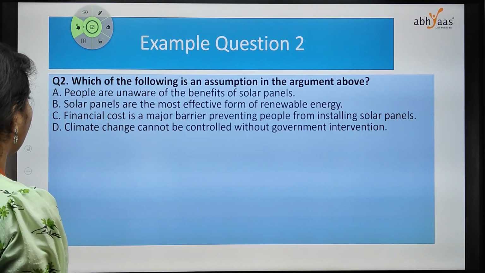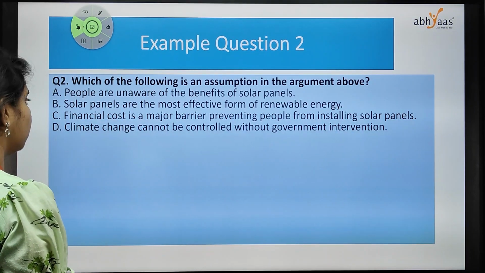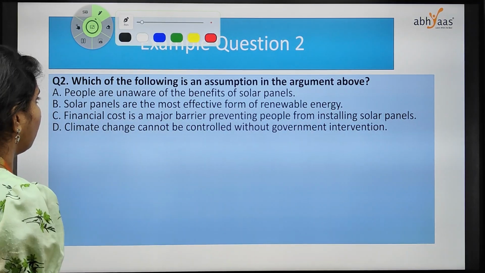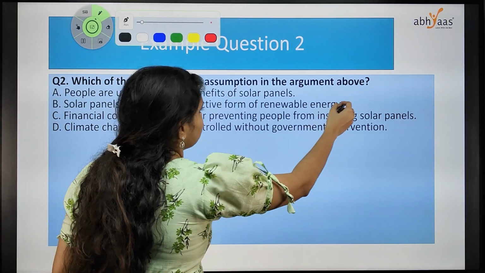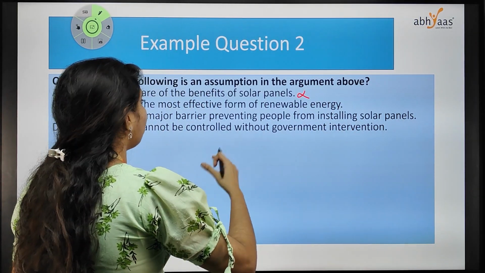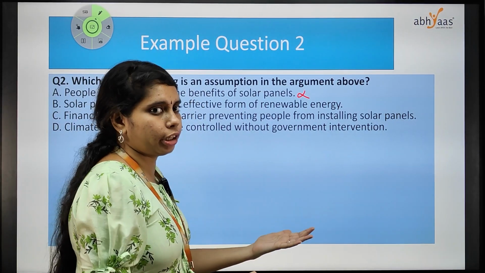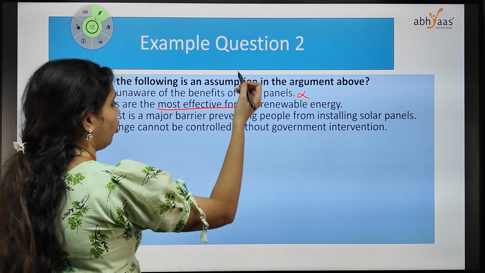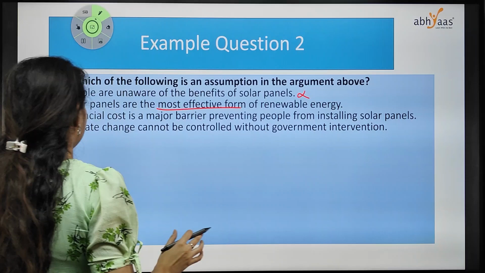Okay, people are unaware of the benefits of solar panels. No, that is not discussed. Solar panels are the most effective form of renewable energy. Yes, okay, this might be true, but it is out of the passage. The passage is promoting renewable energy, but it is not discussing whether it is the most effective form or the least effective form, or how effective it is. Okay, that's not being discussed.